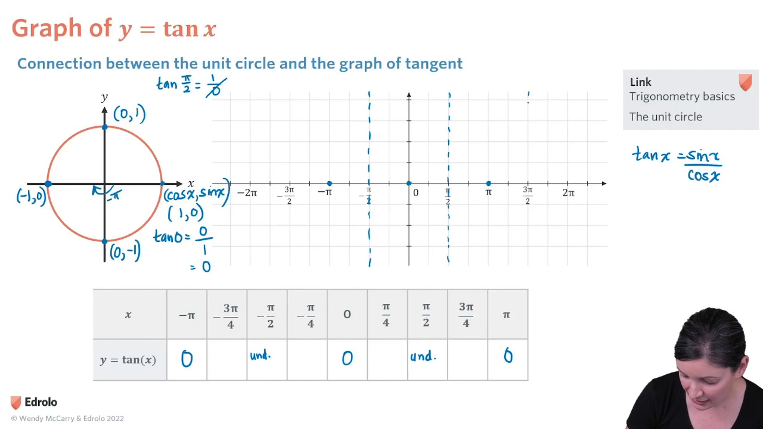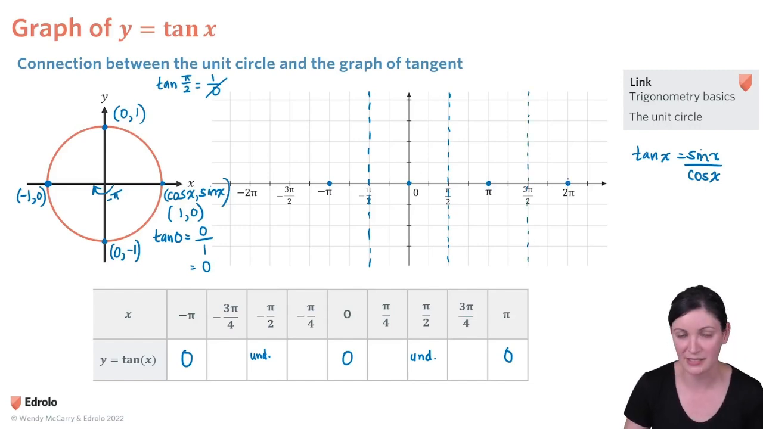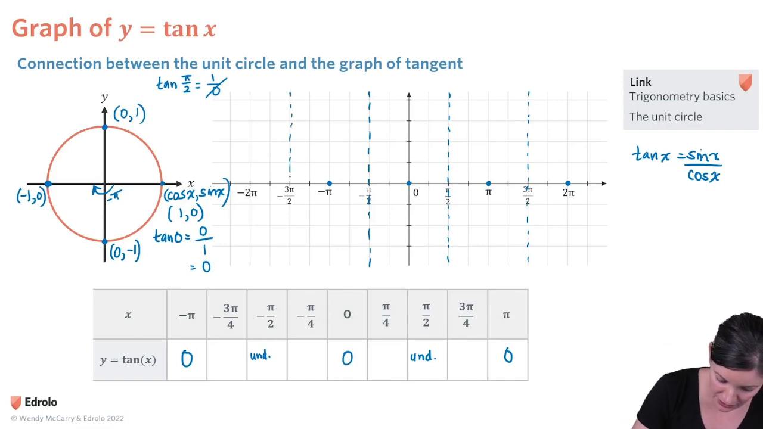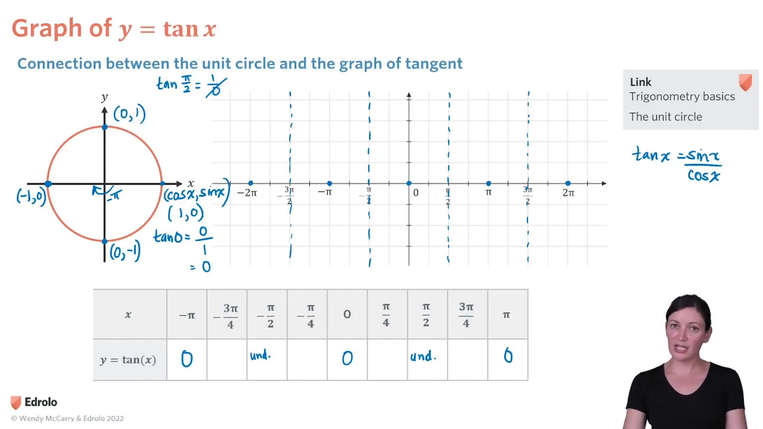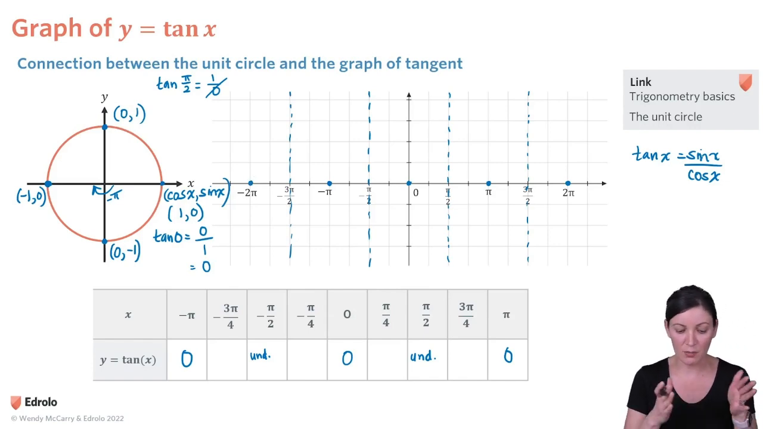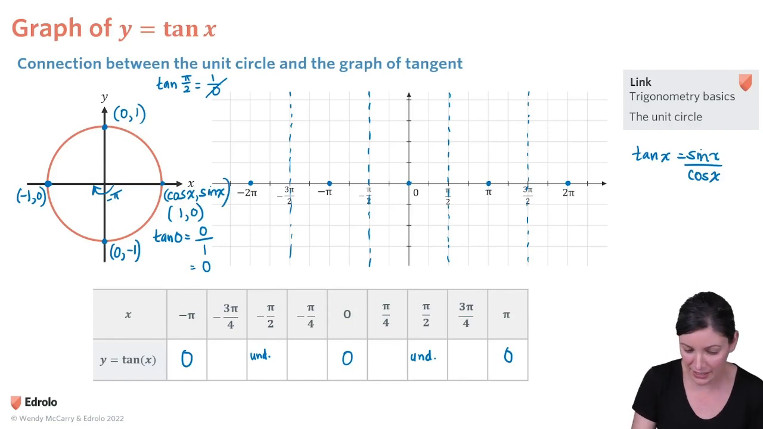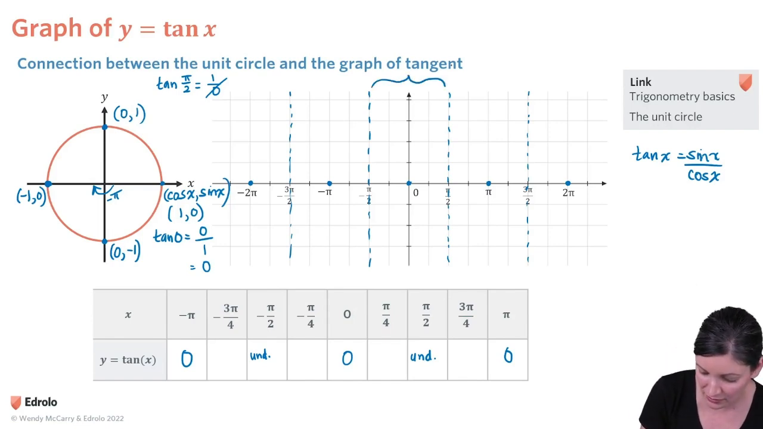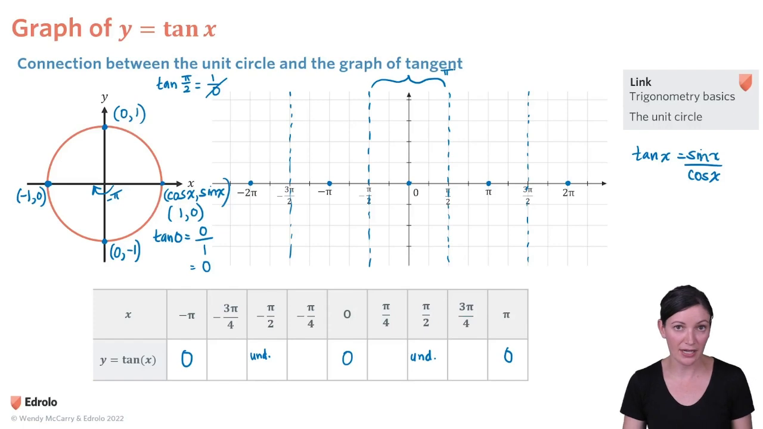So I'm going to just add in another asymptote here, and another point at 0 there. I would have another asymptote here, and there we go at 0. Just looking at this, you can see that my asymptotes are spaced pi radians apart. So the period of this graph is going to be pi radians.